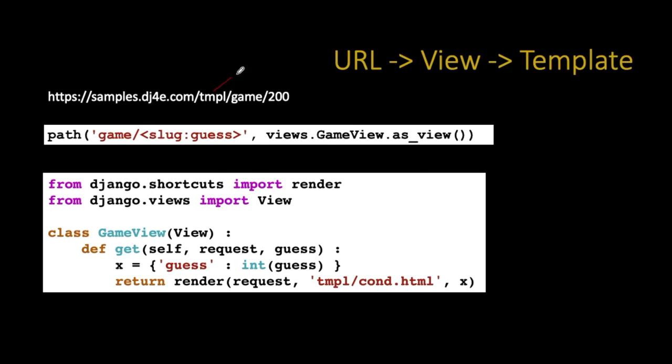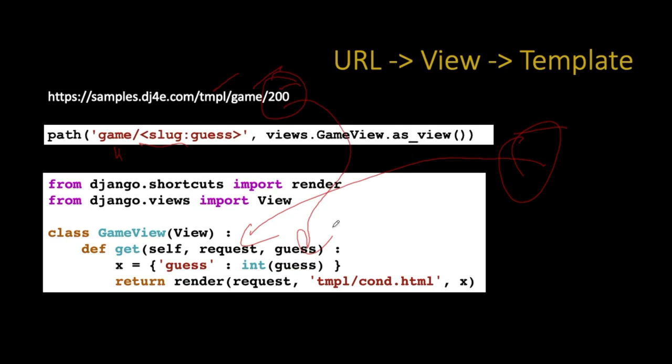And so we have the application temple, we have the view game, and then we have a number 200, and that's what we put in our urls.py to route the game view and take one parameter. Remember that slugs are a special version of strings that are letters, numbers, and dashes, I believe. And so the entire request coming in from the browser is coming into the variable request. This number 200 is coming in from the URL in the variable guess.